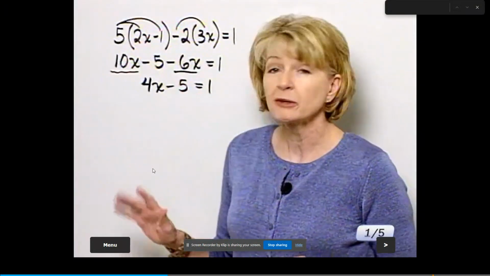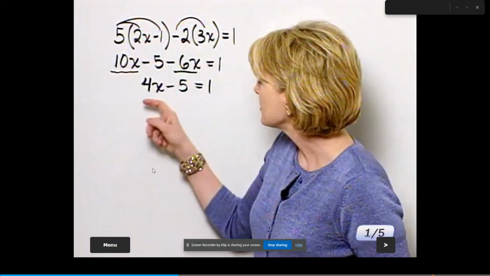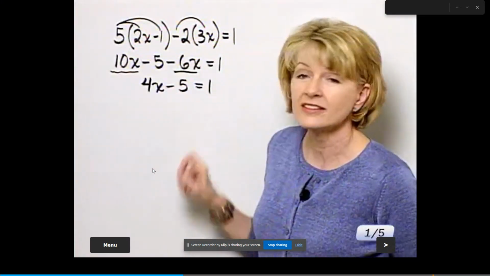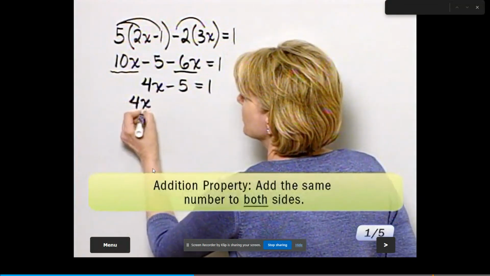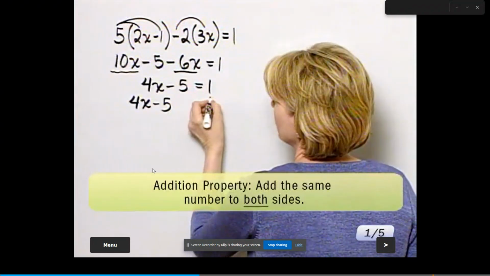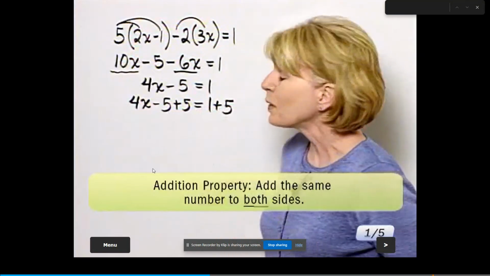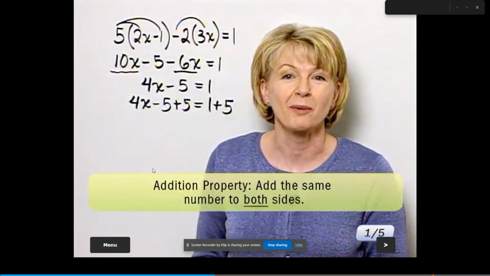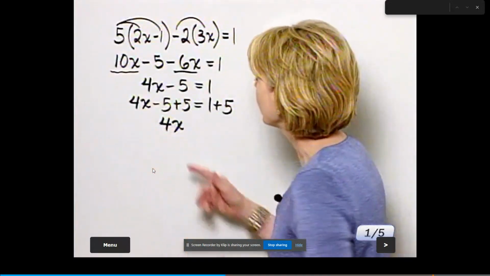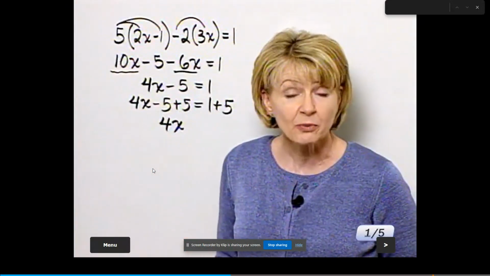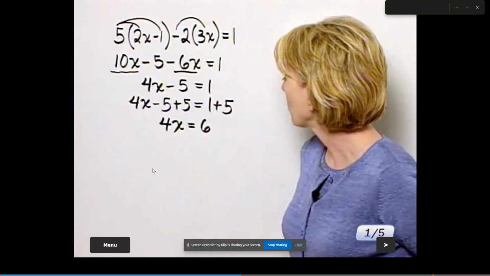Then next, we want variable terms on one side of the equation, constants on the other side. This is a variable term, constant, constant. Why don't we add 5 to both sides of the equation? So here's the left side, and I'll leave a little space, and then the right side. And now let's add 5 to both sides of the equation by the addition property of equality. Left side then is simply 4x, because negative 5 plus 5 is 0 as we wanted. And then on the right side, I have 1 plus 5, or 6.